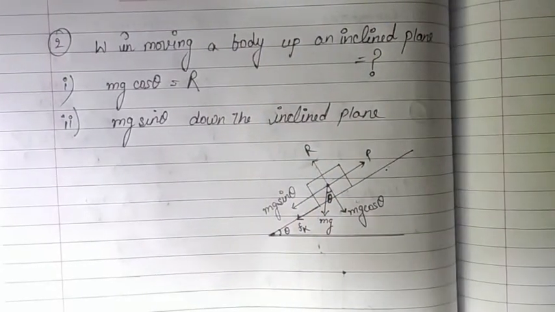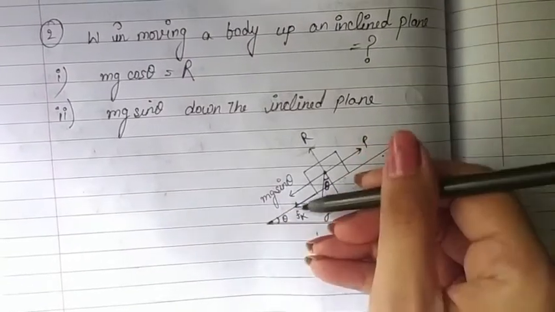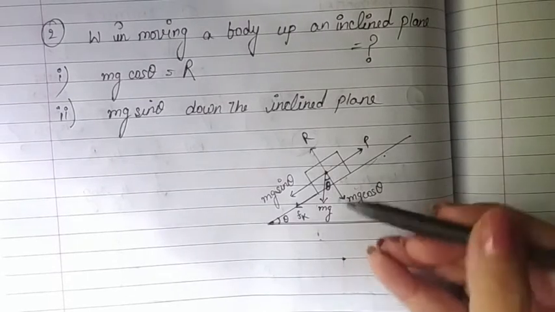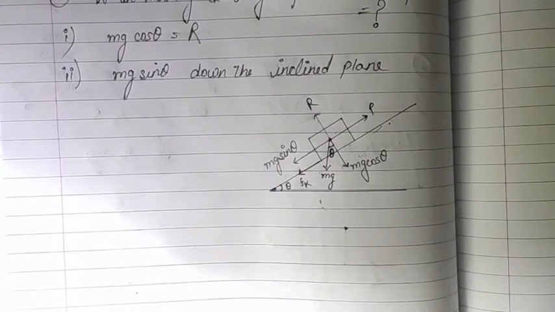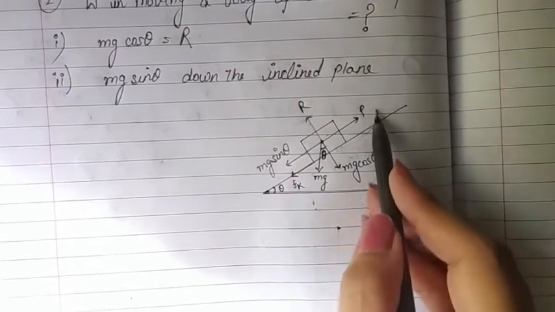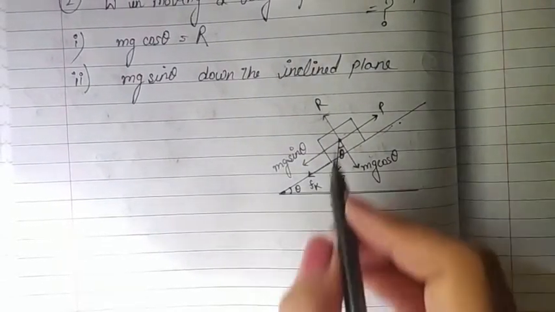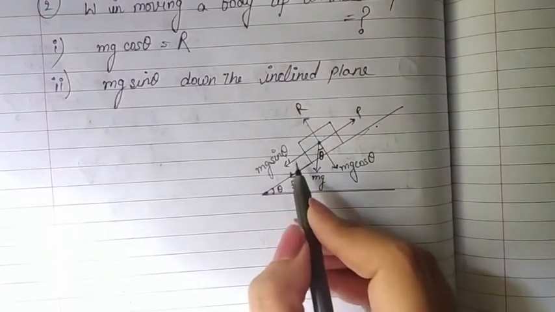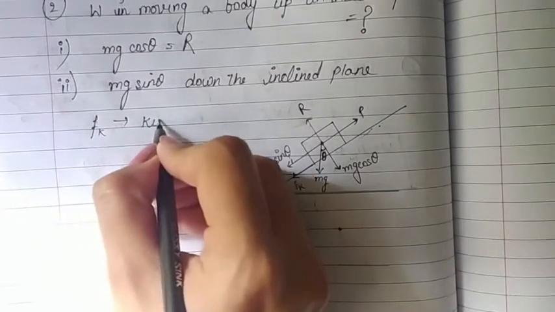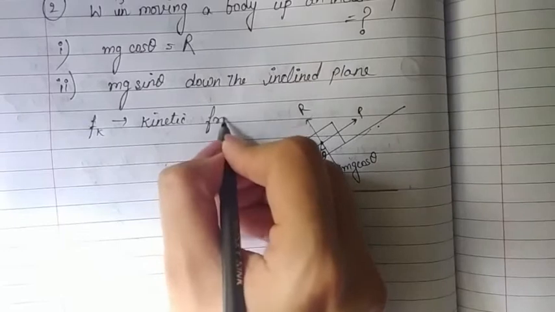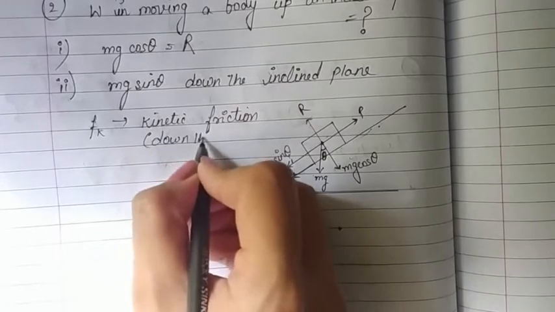Now if we consider Fk as the kinetic friction acting in this direction downwards, because we want to move the body upwards, so friction will act downwards. So the required force that should be applied upwards, that is P, the value of P that is required to just move the body up the inclined plane, must balance these two forces, or the sum of these two forces. If we consider Fk as kinetic friction and we want motion in the upward direction, it will act again down the inclined plane.